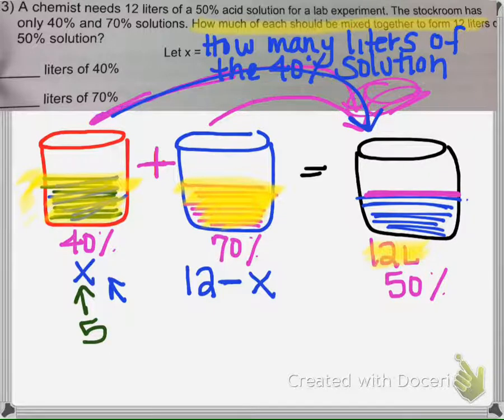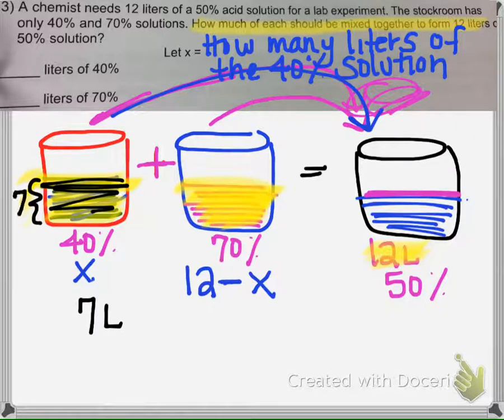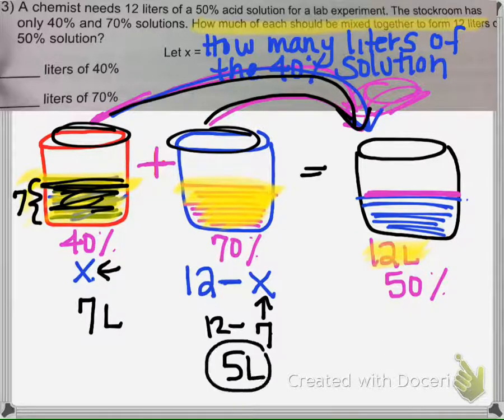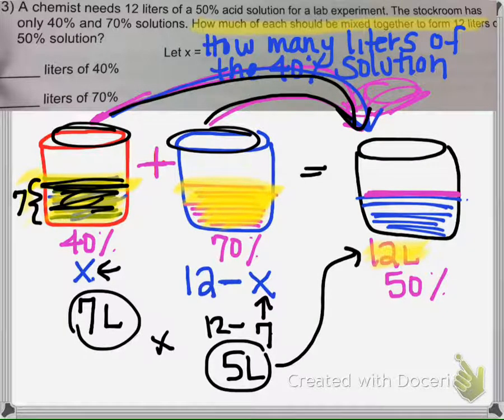So, for example, to use some numbers to help us make sense of why this works, let's just pretend that I pour in 7 liters of this. So let's say that this was 7 liters. Well, together, this one plus this one, when it goes into this one, it should be 12. So if I put 7 there, which is what I made up for x, then 12 minus 7 is 5. And do you see that together it has to be 12. So that's why this expression and this expression works.